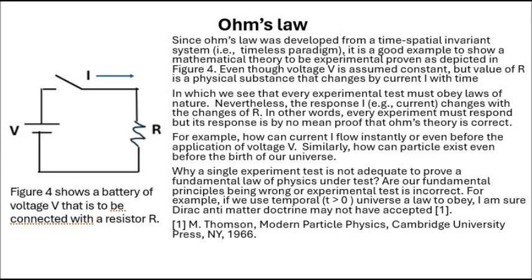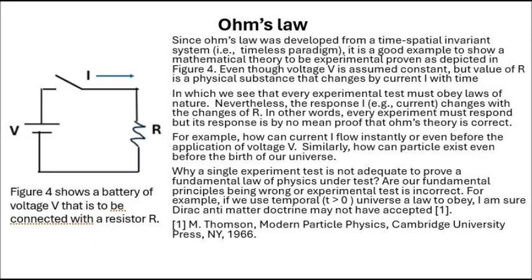Nevertheless, the response, I, that is the current, changes with the changes of R, the resistance. In other words, every experiment must respond, but its response is by no means proof that Ohm's theory is correct. For example, how can the current I flow instantly or even before the application of voltage V? Similarly, how can a particle exist even before the birth of our universe?